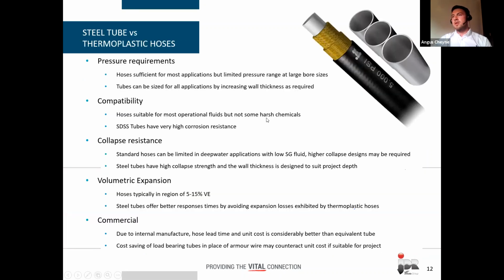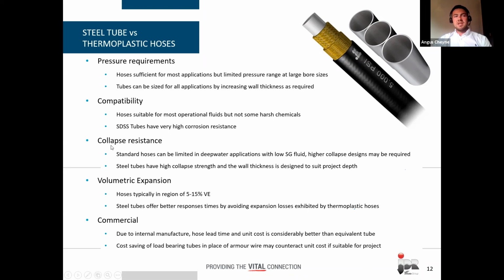So clearly there's a comparison to be made between steel tube and thermoplastic hose. In terms of pressure requirements, generally hoses are suitable for most applications. There'll be some particularly complex applications where you may need a steel tube, but 9 times out of 10 your hose will be fine. And that's the same for compatibility as well. As I said, it's only really some particularly harsh chemicals where you may need to use a steel tube.